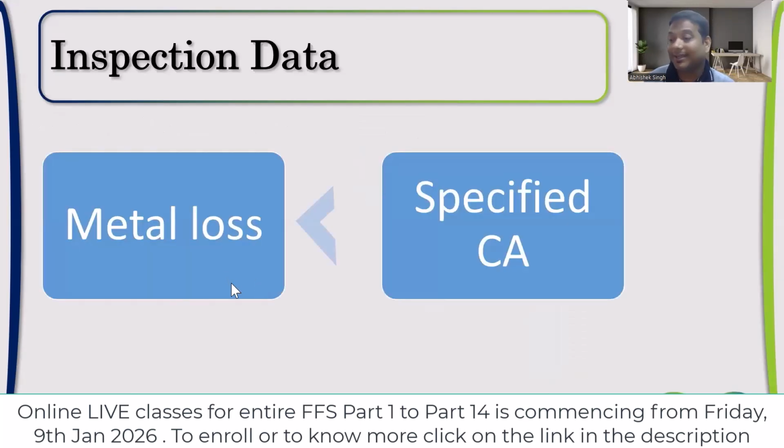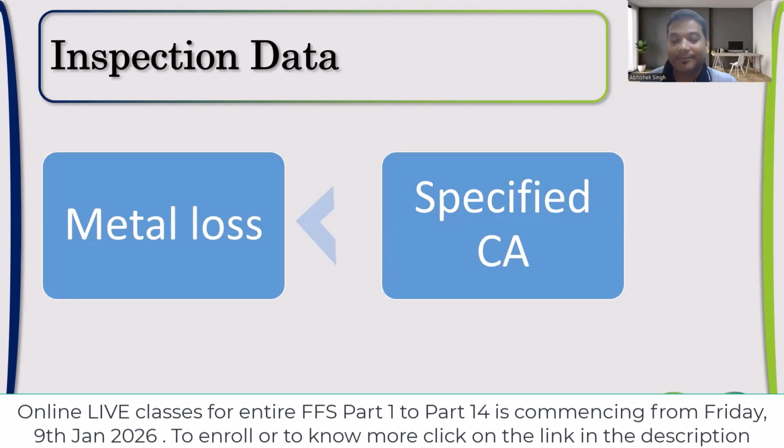If my metal loss is less than specified, do I need to do anything? Do I need to even perform fitness for service if my metal loss is less than the specified? The corrosion rate is less than the specified. The corrosion has not happened at the expected rate, but it is lower. Do I need to do anything in this case?